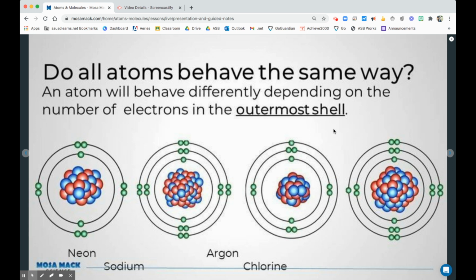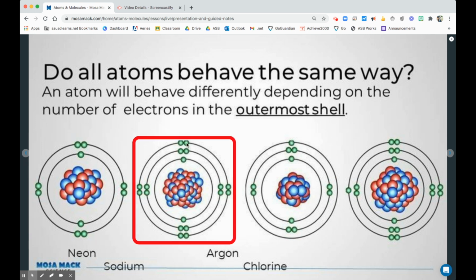So, do all atoms behave the same way? Are all atoms completely stable? No. An atom will behave differently depending on the number of electrons in the outermost shell. The way an atom behaves completely depends on the number of electrons in the outermost shell. So here we have neon, 1, 2, 3, 4, 5, 6, 7, 8. Completely safe. Here we have argon, 1, 2, 3, 4, 5, 6, 7, 8. Because it's 8, we know that it is stable.